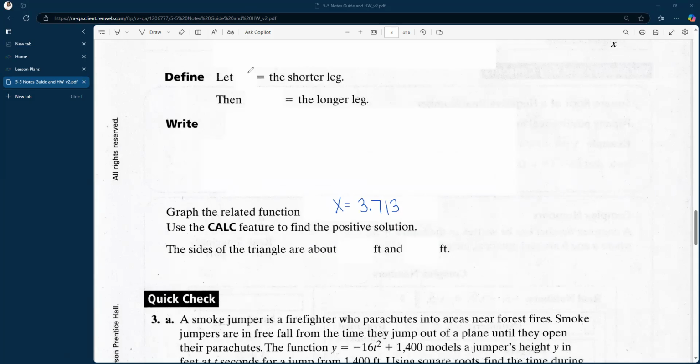So if x is the shorter length and x plus 1 is the longer length, then the sides of my triangle are going to be 3.7 and 3.7 plus 1, so 4.7. And rounding off to 1 decimal place, maybe 2, is enough.